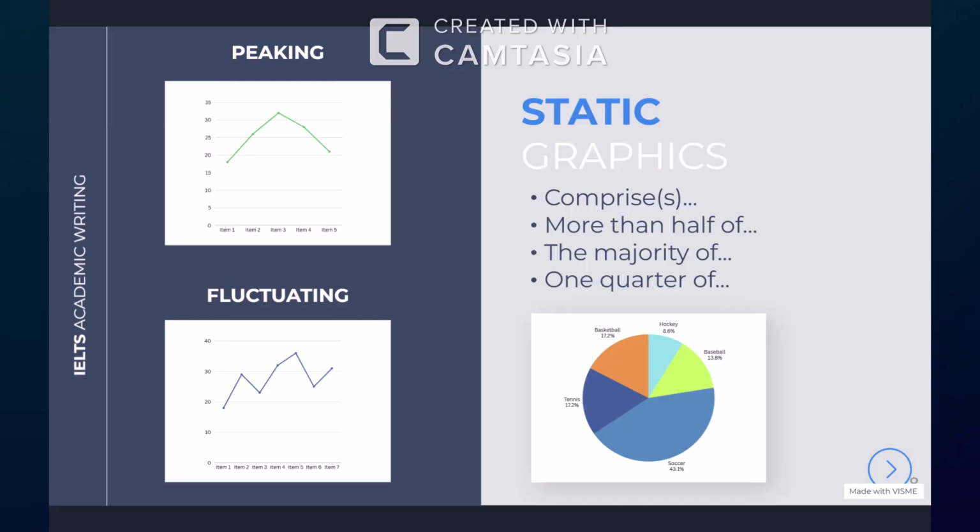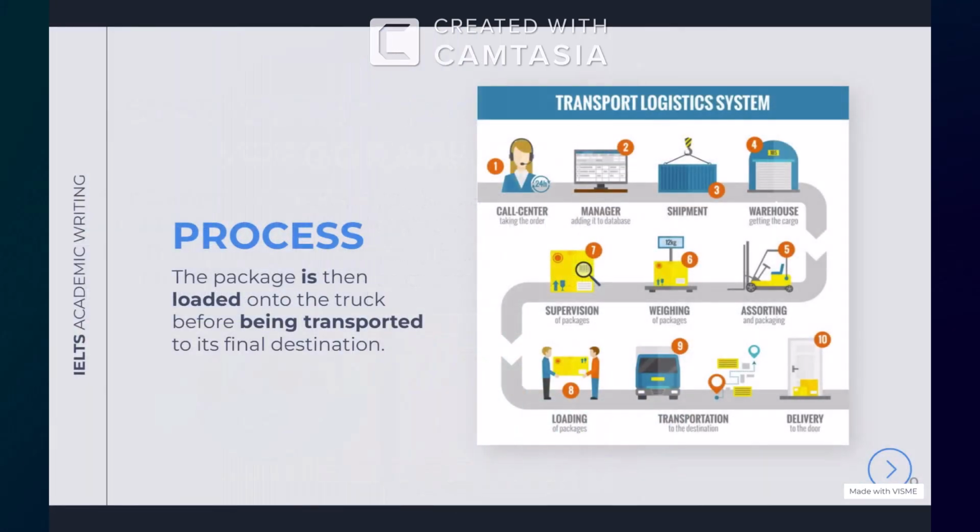Sometimes the graphics do not show changes over time, as in standalone pie charts and bar graphs, or process diagrams. For these, you may use verbs and descriptors like comprise, more than half of, the majority of, 1/4 of, etc. For processes, you might use the simple present tense in its passive form, along with transition words of time. For example, the package is then loaded onto the truck before being transported to its final destination.